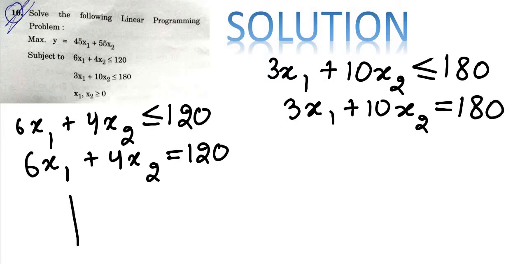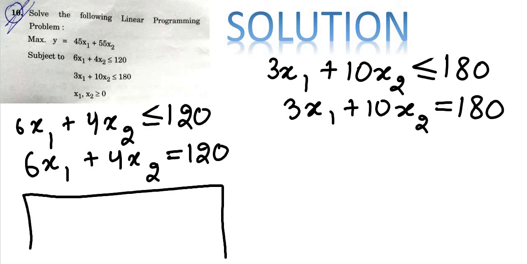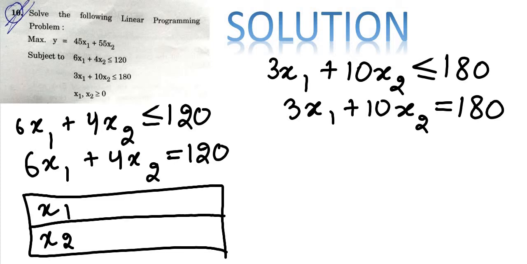Now we have to find out the values of x1 and x2. So let's see how to do it. Here, if we put x1 equals 0, then x2 will be 120 by 4, that is 30. And if we put x2 equals 0, then x1 will be 20.